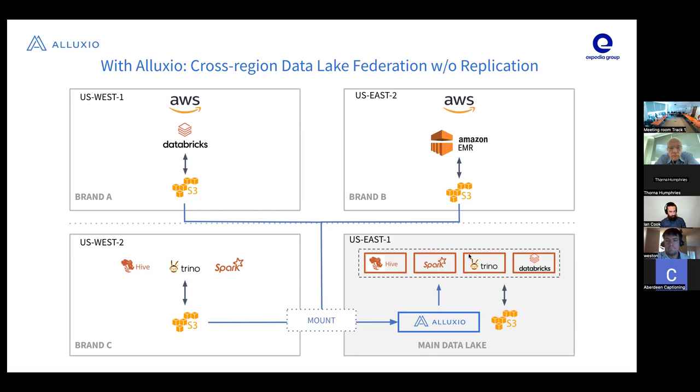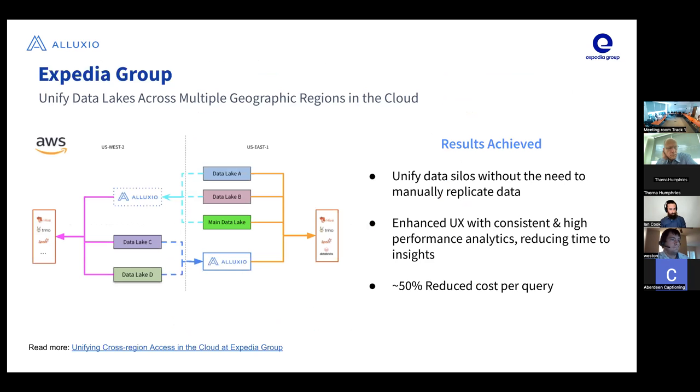So with this solution by Alluxio, the Expedia data platform team is able to have all these data ready immediately. Because all of the data access paths is from Alluxio, and they have enjoyed very great results benefited from introducing us to bridge these data silos.